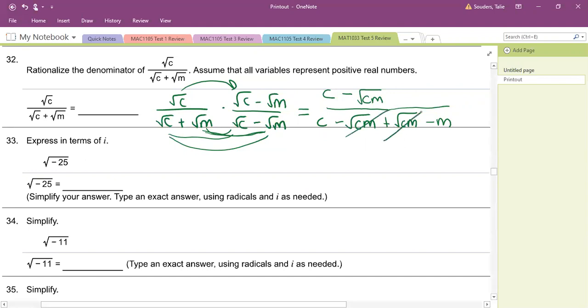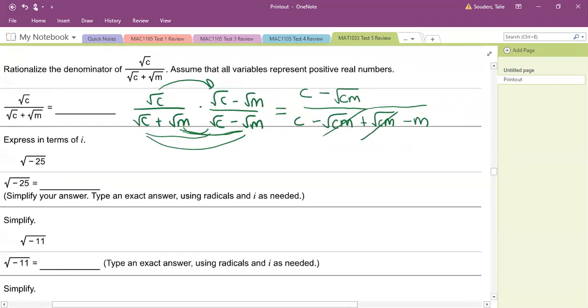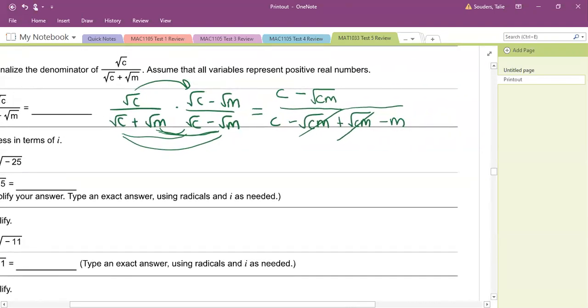If you correctly multiply by the conjugate, the middle term should cancel out, and all the terms that you're left with in the denominator should be radical free, right? There should be no radicals. And that was the goal when you wanted to rationalize. So it's okay to end up with radicals in the numerator like we have here. It's not okay to end up with radicals in the denominator.